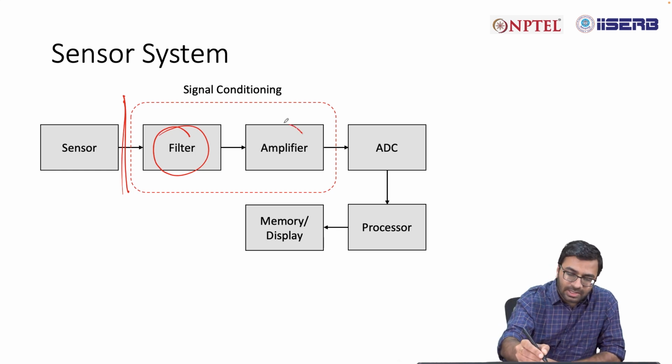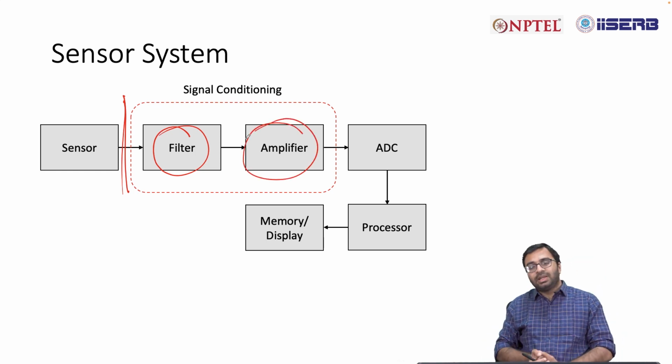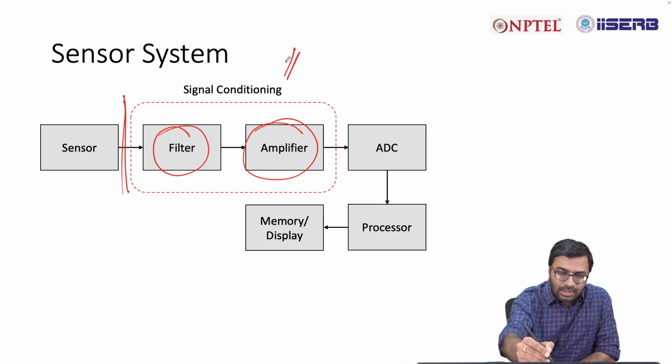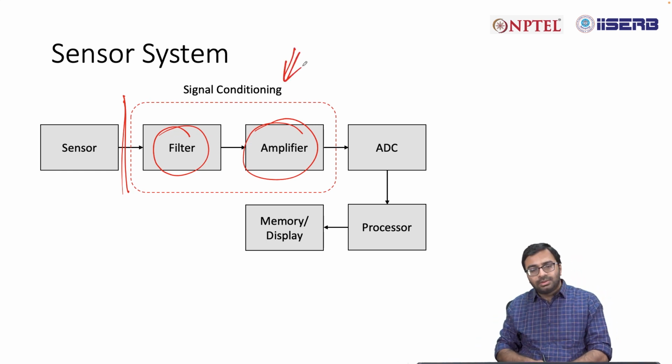Then we have seen various amplifiers. Amplifier is a very important component again. In order to amplify the signal, if your sensor output is less, then you need to amplify the signal for processing. We have seen different amplifiers, and the signal conditioning part to some extent is covered.